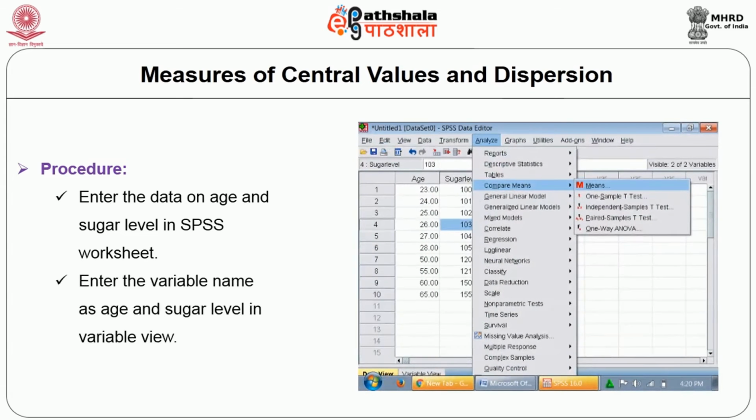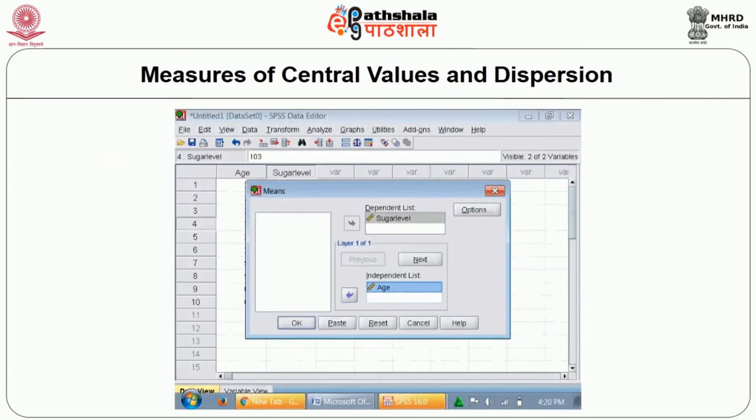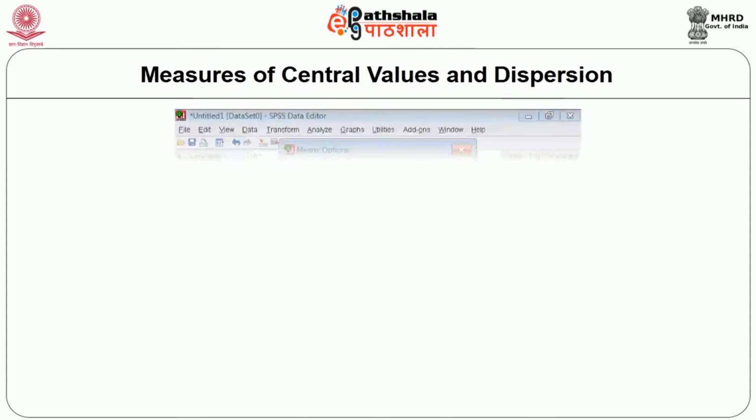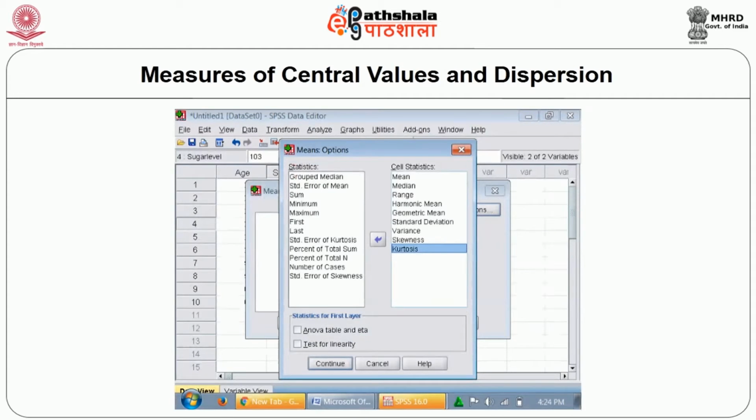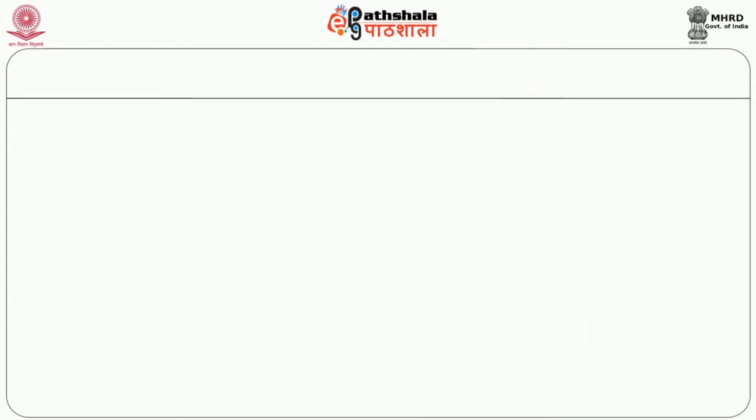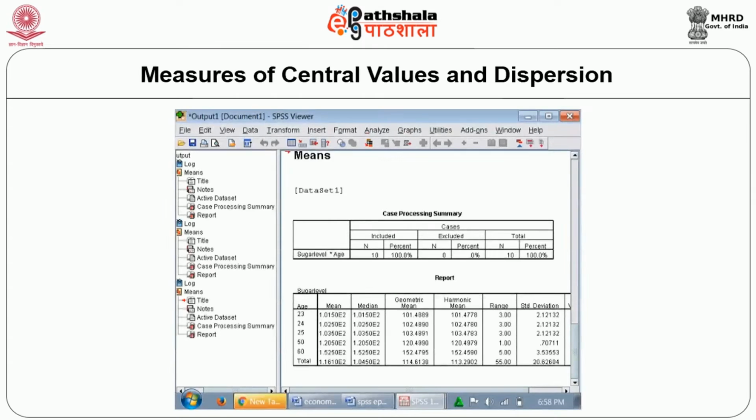Then second one, enter the variable name as age and sugar level in variable view. Then click analyze, compare means. A dialog box will open. In the dialog box, select sugar level in the dependent list and age in independent list. Go to option, select mean, median, geometric mean, harmonic mean, range, standard deviation, variance, skewness and kurtosis. Click continue and OK. The output will appear in the output file.